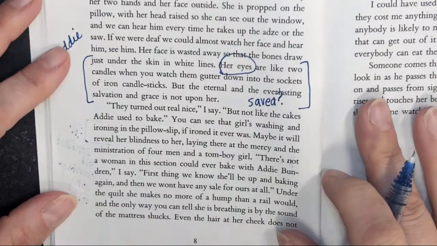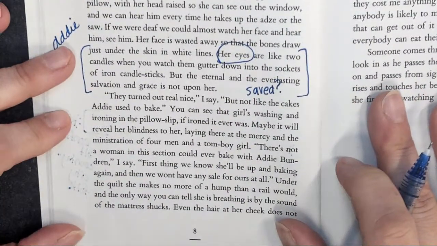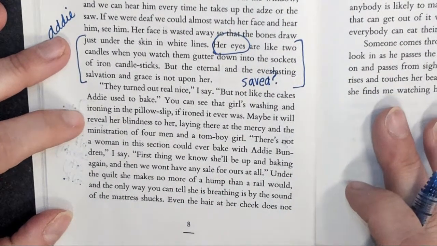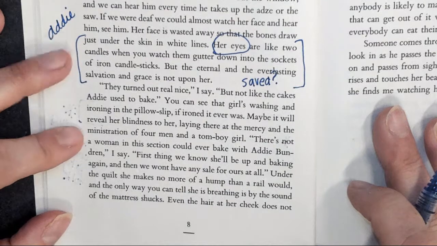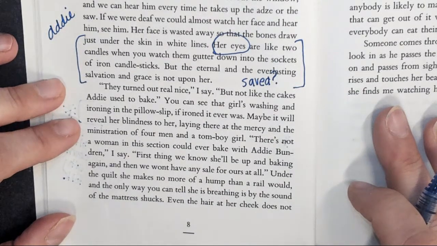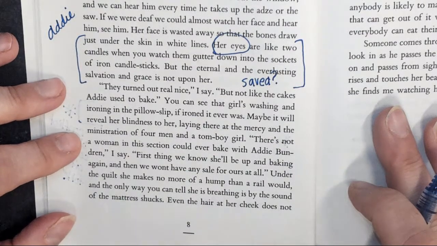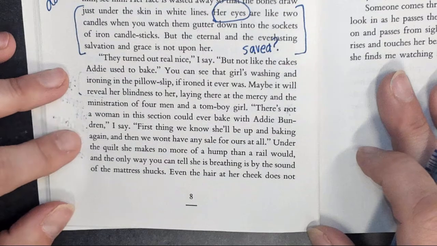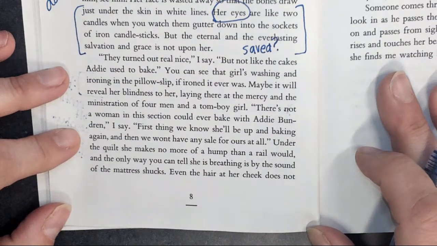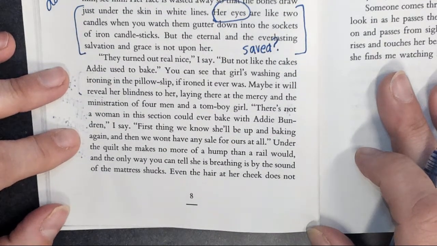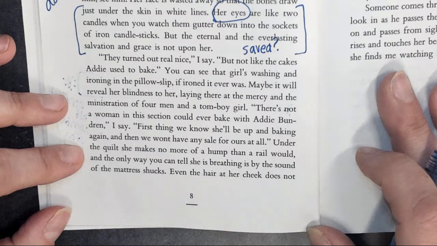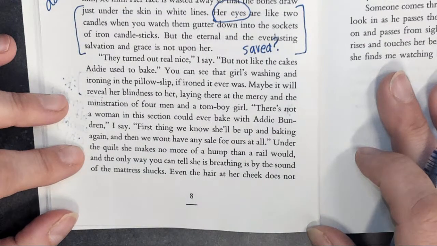They turned out real nice, I say, but not like the cakes Addie used to bake. You can see that girl's washing and ironing in the pillow slip, if ironed it ever was. Maybe it will reveal her blindness to her. Laying there at the mercy and the menstruation of four men and a tomboy girl. There's not a woman in this section could ever bake with Addie Bundren, I say. First thing we know, she'll be up and baking again, and then we won't have any sale for hours at all. Under the quilt, she makes no more of a hump than a rail would, and the only way you can tell she is breathing is by the sound of the mattress shucks.